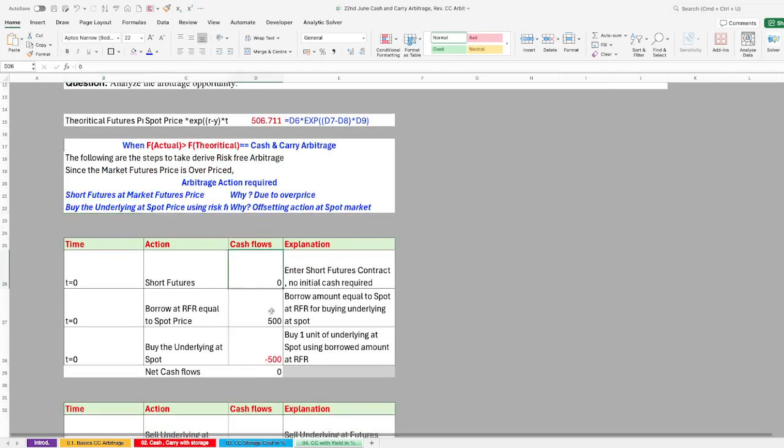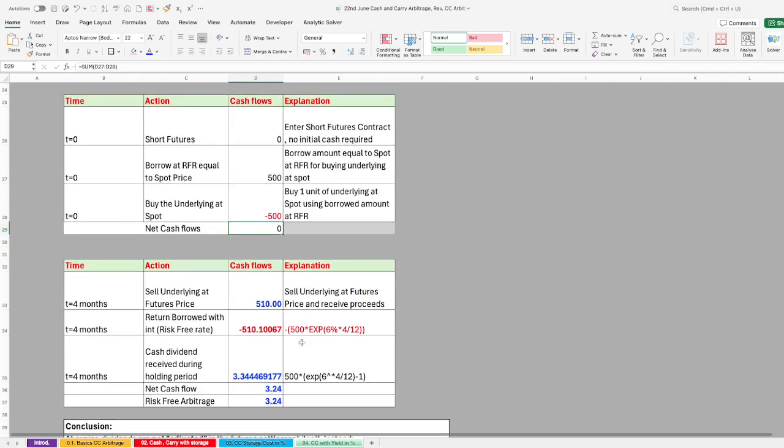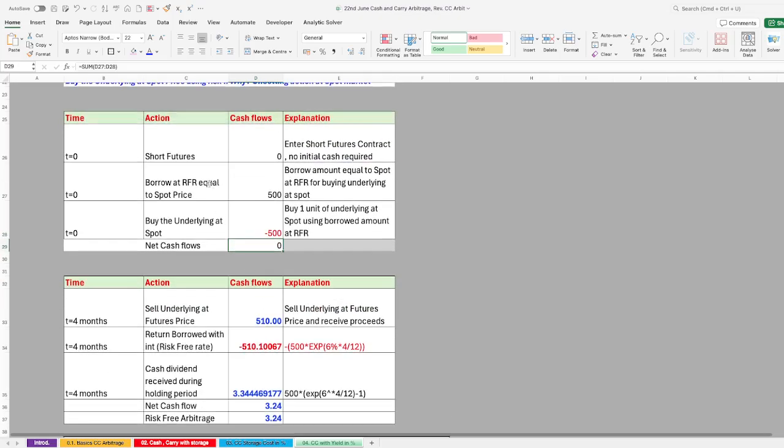So short the futures, no cash flows. To buy the underlying, minus 500, we borrow risk free. So net cash flow is zero. Again at expiry, with the short futures, sell the underlying at the futures price of 510. Then return the borrowing with interest, that is 500 into exponential r into time. Put a minus here.